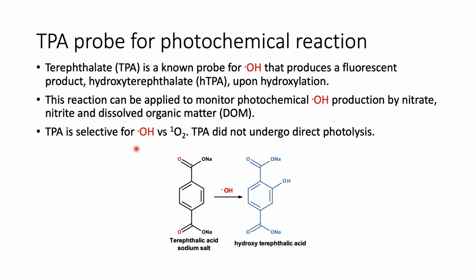So TPA is very selective for hydroxy radical with respect to singlet oxygen. This is much more accurate, because solar radiation produces both singlet oxygen as well as the hydroxy radical. This particular TPA probe is mainly used for measuring the hydroxy radical produced alone, so that we know exactly how the photochemical reactions are happening. And TPA does not undergo direct photolysis. In other words, this is a direct method of measuring how much sunlight is received by the materials.